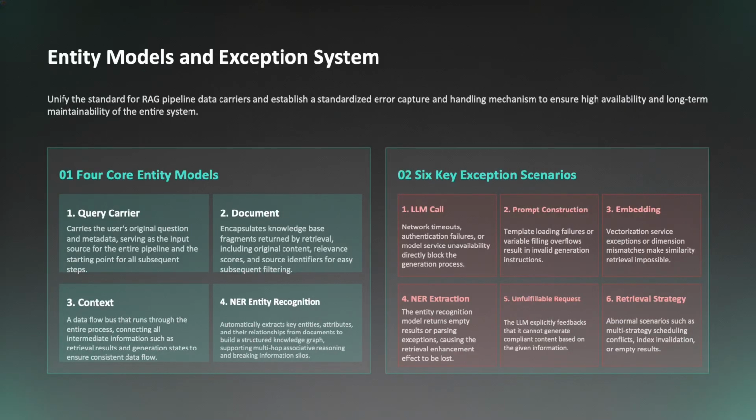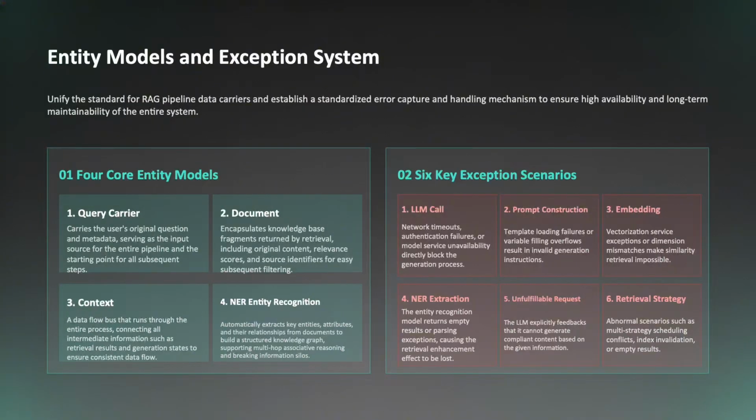First, we define 4 core entity models that run through every stage of RAG processing. First, query carrier stores the original user question and all extended metadata, acting as the pipeline's entry point for all downstream logic. Second, document encapsulates knowledge base fragments returned by retrieval, storing text content, relevance scores, and source IDs for subsequent filtering and ranking. Third, context, the global data bus of the entire workflow, linking retrieval results, query rewriting status, and generation intermediate data to keep consistent data flow across all stages.